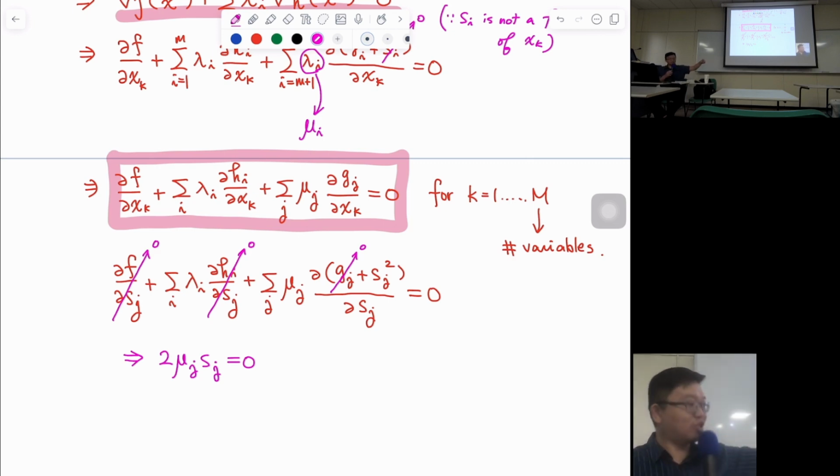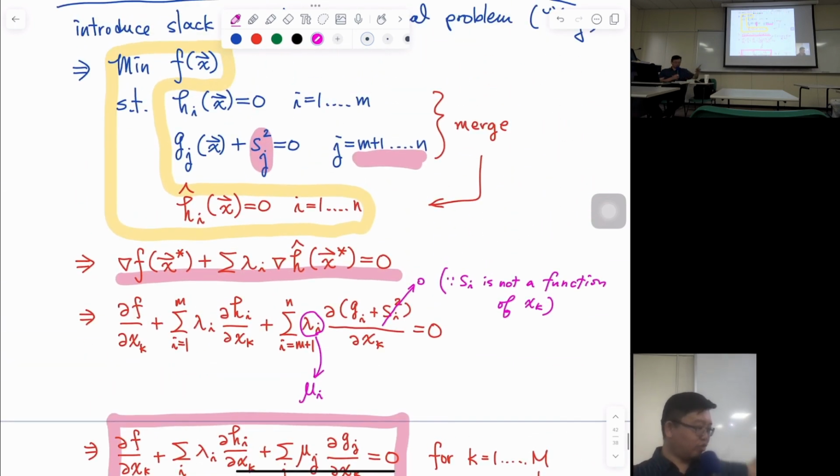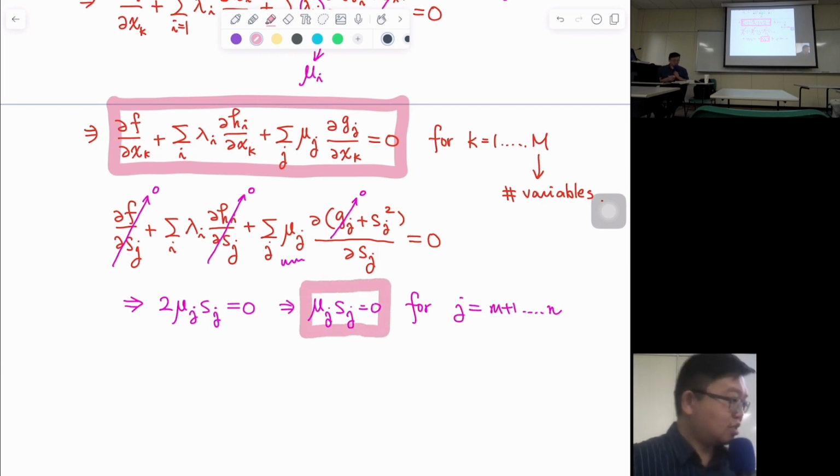Only sj is related to sj. The s_{j+1} has nothing to do with sj. So only that particular one, sj, is related to sj. So sj squared, if you take a derivative, is going to be 2sj. And of course there's a multiplier here, so that's why you have 2 times mu j times sj equals to 0. And of course this implies mu j sj equals to 0 for all the j's. J goes from n plus 1 to n, like we introduced at the beginning. Okay? So that's our second rule, the second KKT condition.